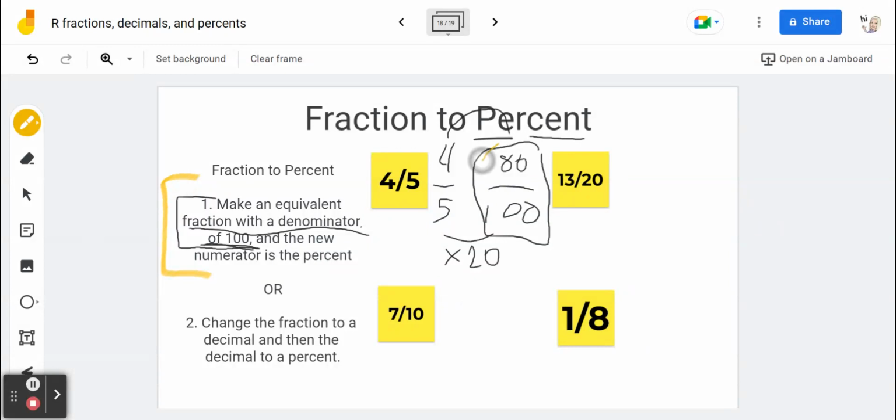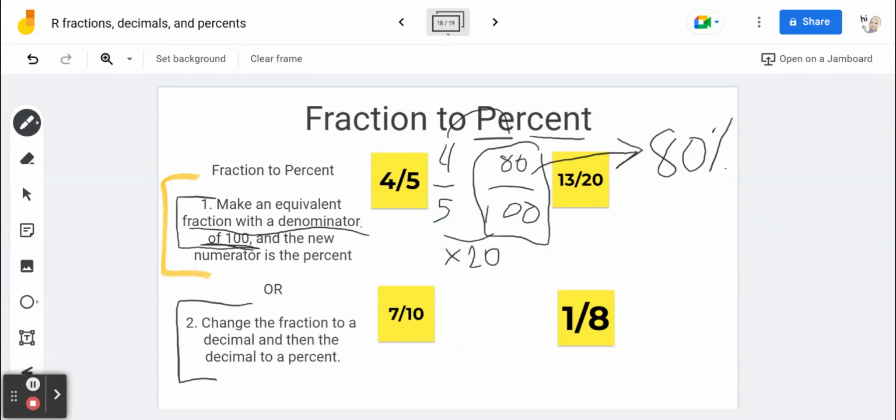Here's our fraction. Our next step is the new numerator is the percent. So our new numerator is 80/100. Therefore, our percent is going to be 80%.